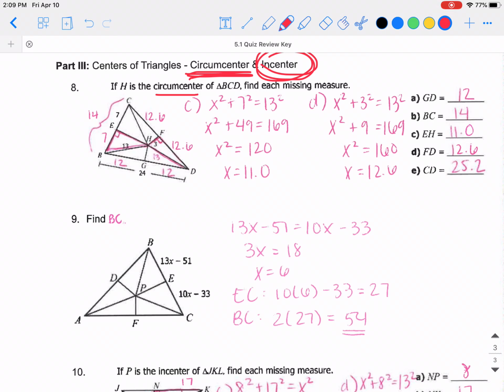First thing we know about the circumcenter is that every single side is split exactly in half. So if this entire side, BD, is 24, that means that each piece is 12. If EC is 7, BE is also 7, and the entire side is 14. So first we can figure out A and B. GD has to be 12 because the entire side is 24. BC has to be 14 because 7 plus 7 gives us 14. Now for C, we have EH.